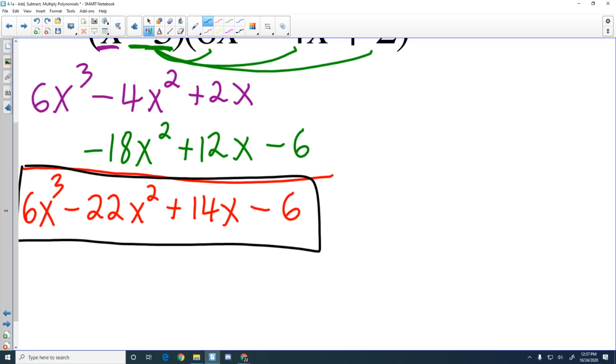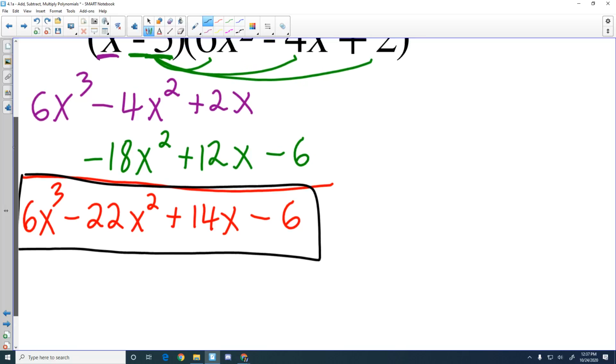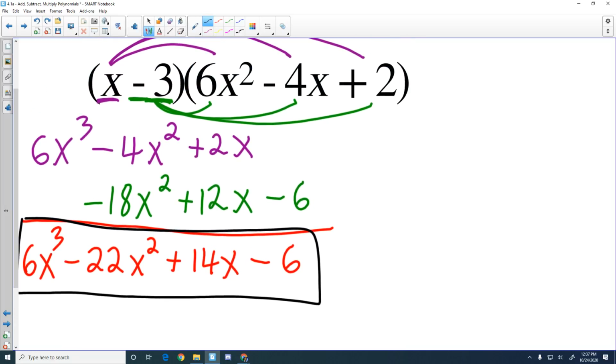So you've now multiplied a binomial times a trinomial. It wasn't that bad, right? I know you're thinking, but that takes so long. Well, no, it's not really that long of a problem. And it's not that hard either. We just multiplied and added. Piece of cake.